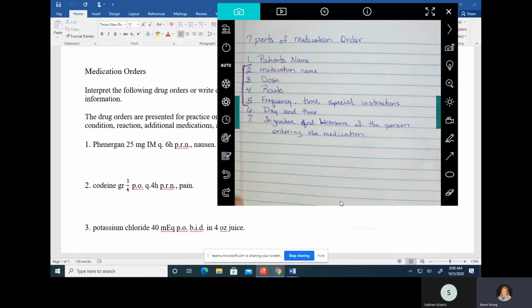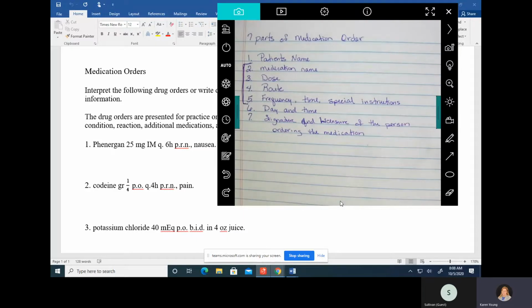Sometimes we'll have the date and time. If you're given a medication administration record, you'll have all this information on there. If you're given only the order, because when we start out, we'll be given just the order, it'll just have the patient's name, the medication name, the dose, the route, the frequency, and special instructions.